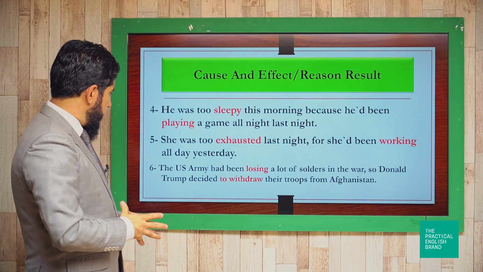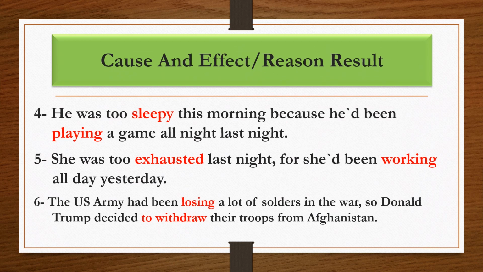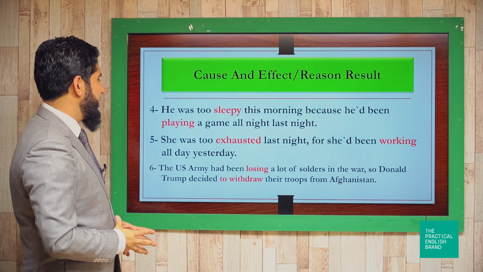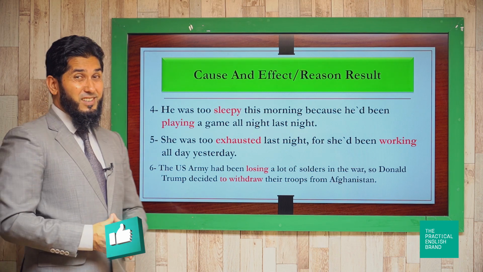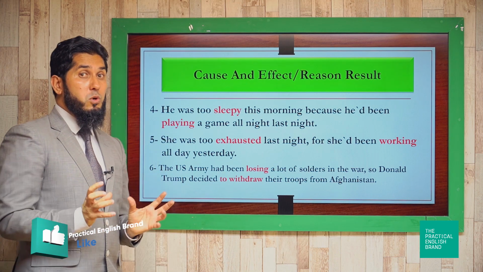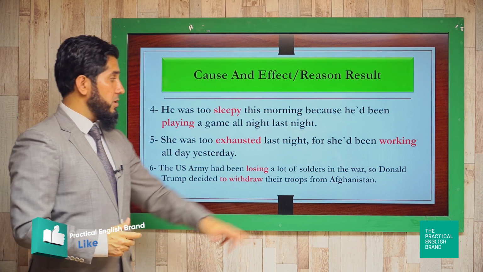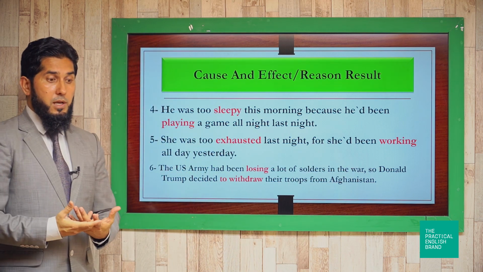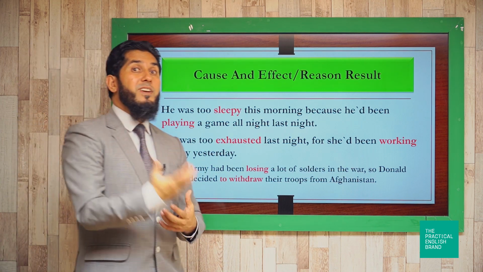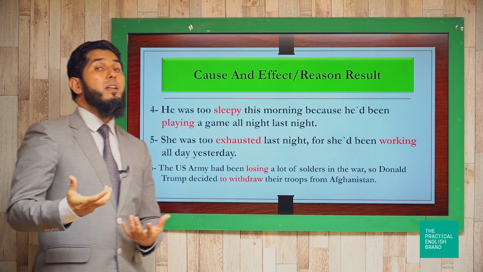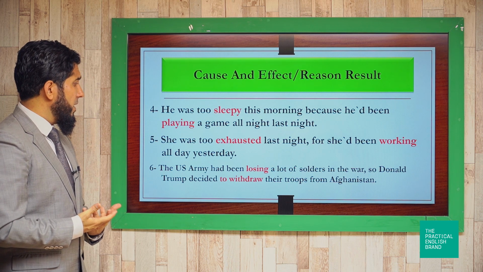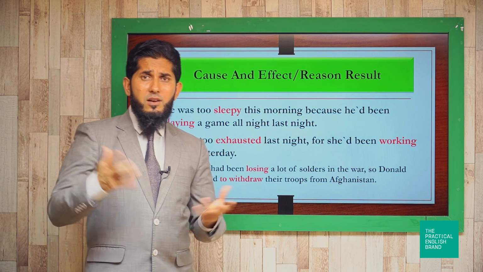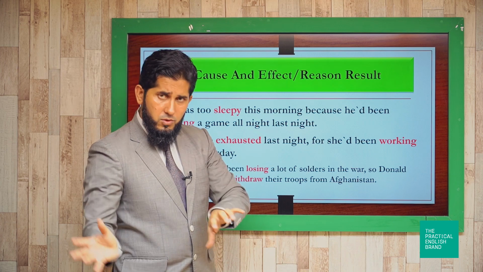And number 6, the U.S. Army had been losing a lot of soldiers in the war, so Donald Trump decided to withdraw their troops from Afghanistan. Again, look, this is also a compound sentence. We have used the conjunction so over there when we talk about, again, a kind of expected result over here. We talk about a kind of expected result. So why did the U.S. Army, why did Donald Trump decide to withdraw all the troops from Afghanistan?